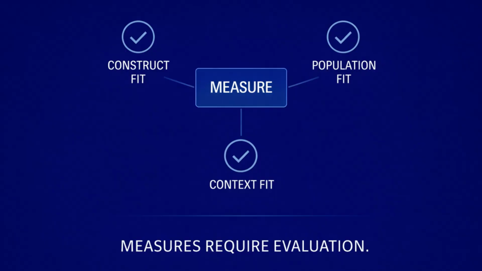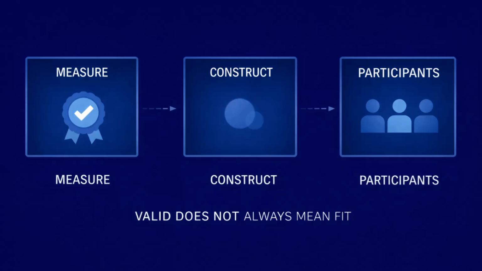Choosing measures requires evaluation, not just selection. Measures are developed for specific constructs, populations, and contexts. A measure can be validated and still be a poor fit if it does not align with your construct definition or your participants. When multiple instruments exist, you choose the one that best represents the variable you have defined, not the one that is easiest to access.